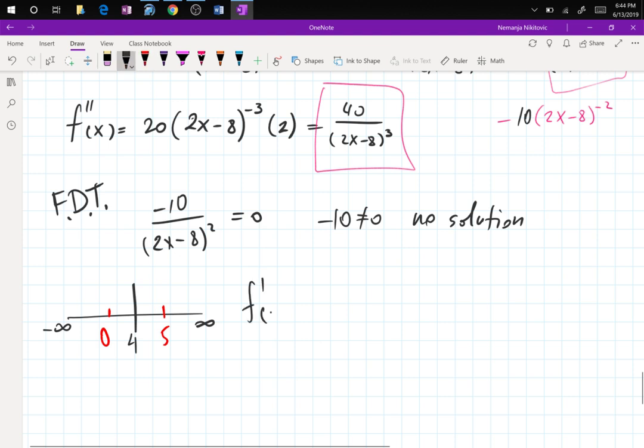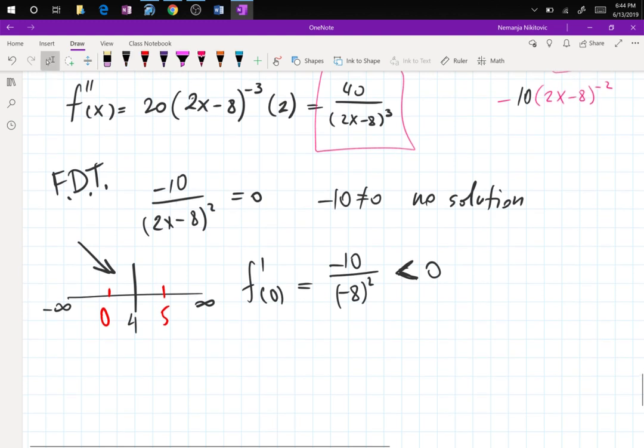First derivative computed at 0 is negative 10 over negative 8 squared. That's going to kill the negative, so we have less than 0. We don't care what the value is. We just want to know whether it's positive or negative. When you square a negative number, you get positive, so you have negative divided by positive, and that is going to be negative.